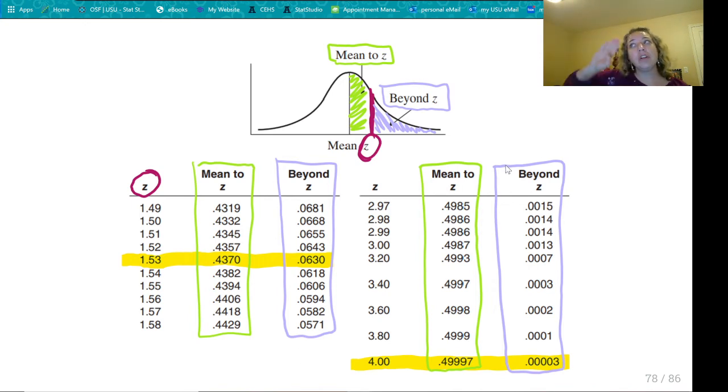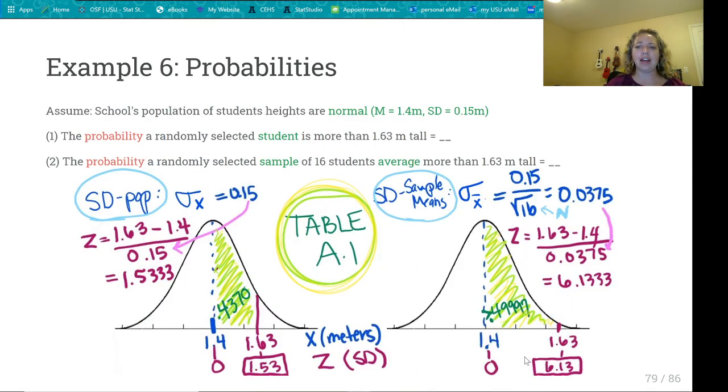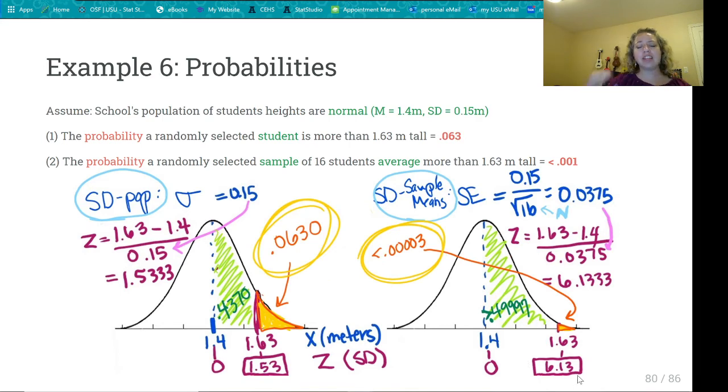But again, we're looking at that tail, that beyond z area. At 4, if we go out 4 standard deviations, that tail is tiny. It's 0.00003. So if we were to go out further, that tail is going to be smaller than that, which is really, really small. So for the intent of this class, we can say that the tail area is less than 0.0003, and that's good enough.